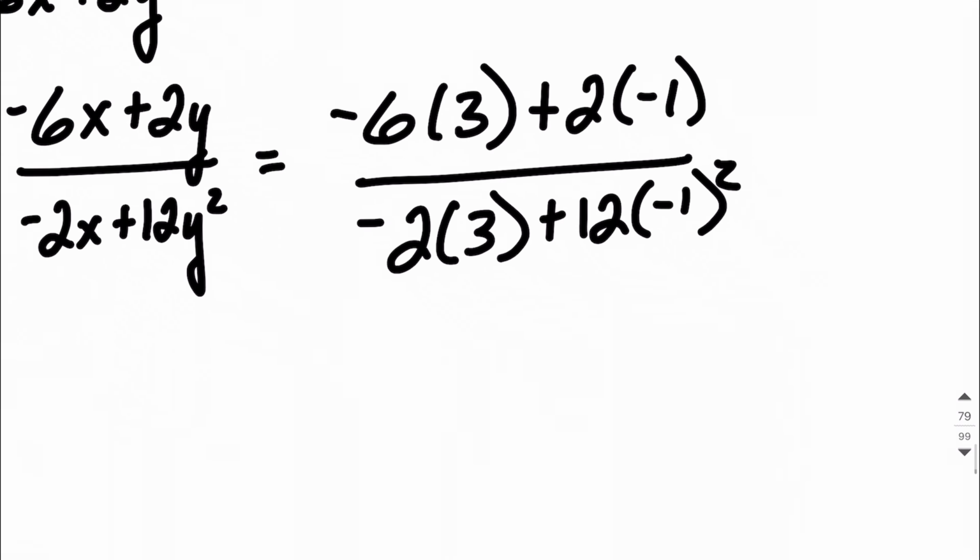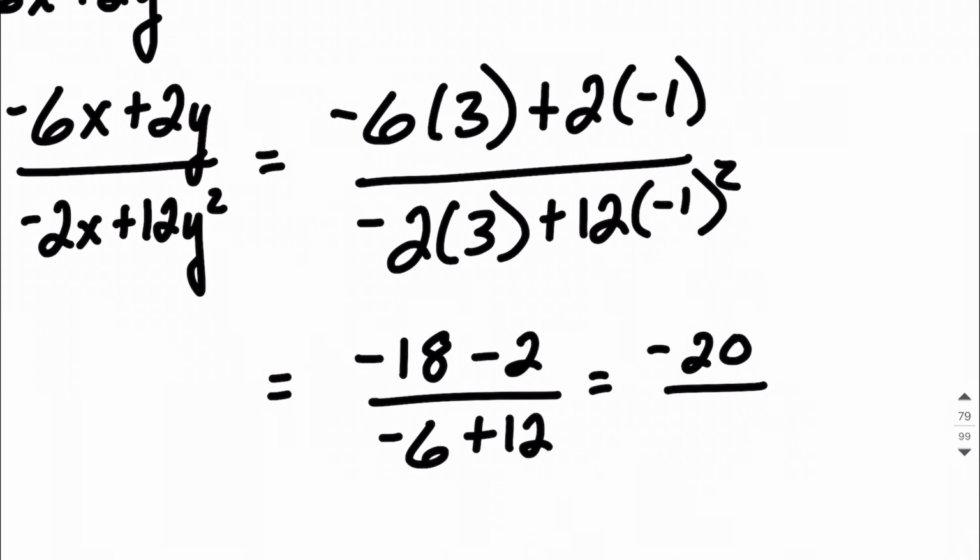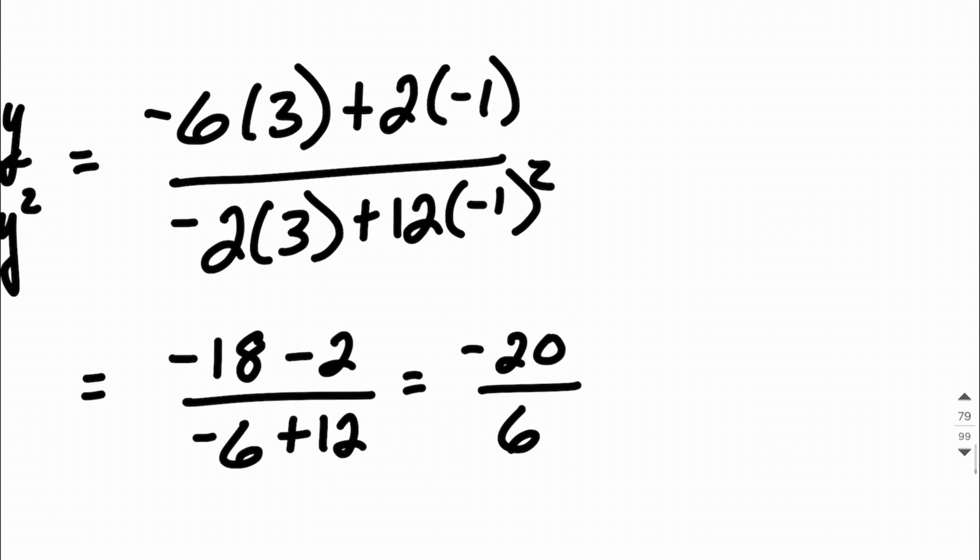From here, it's a bit of simplifying down, but shouldn't be too bad. We have -6 times 3 is -18 minus 2 over -6 plus 12. And then -1 squared makes +1, so that'll still be a plus 12 there. All right, to finish this up, we get -20, combining our like terms in the numerator, and 6, combining our like terms in our denominator, which will reduce a little bit. Those are both multiples of 2. So we could say -10 over 3 is the best answer we can get for the slope of our tangent line at that very specific point.